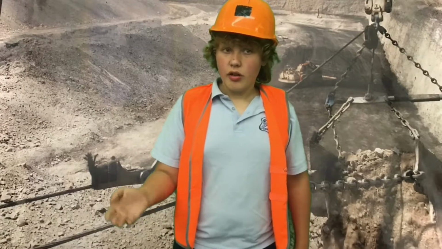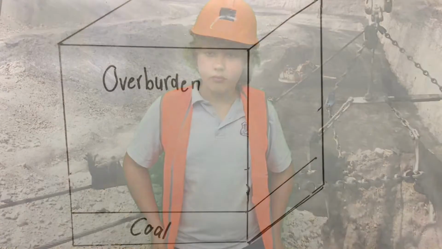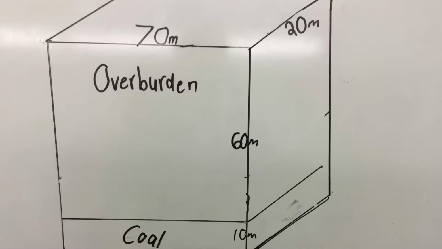To achieve this, we drill down and attain the depth measurements of both the overburden and the coal. We determine the quantity of each amount, and then we calculate the overburden to coal ratio. For our example, we've constructed this diagram to assist us to model the process. The dimensions of the overburden are 70 metres long by 20 metres wide and 60 metres high.